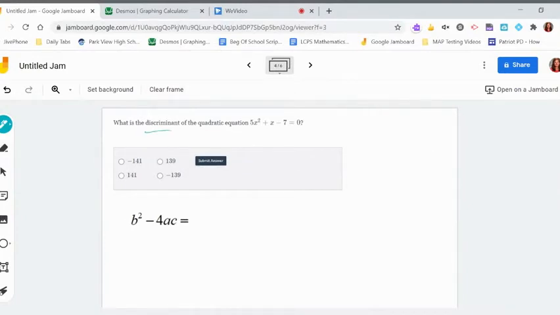Same thing, finding the discriminant, A, B, and C. So my B here, when there's nothing there, remember there's a 1 there. B squared minus 4. My A is 5. And my C is a negative 7. Be careful with that. There's a minus there. That it needs to be included.